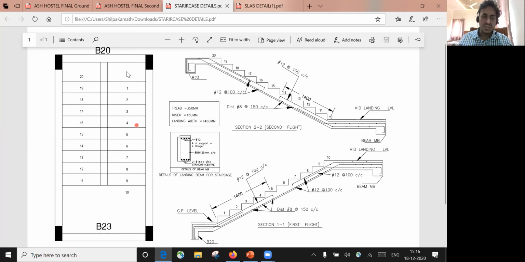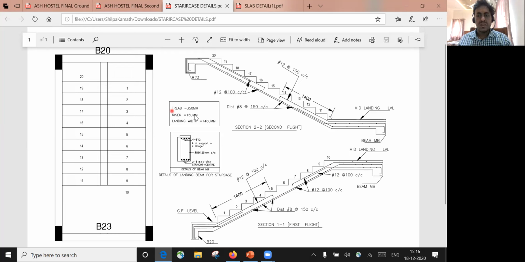So again, the one is written here. That means you're taking a stair in this way, and you're going to the second floor in this way. That means you're taking a clockwise movement, isn't it? You're taking a clockwise movement, right? Now we'll try to understand them. What is thread? What is riser? And what is landing width?